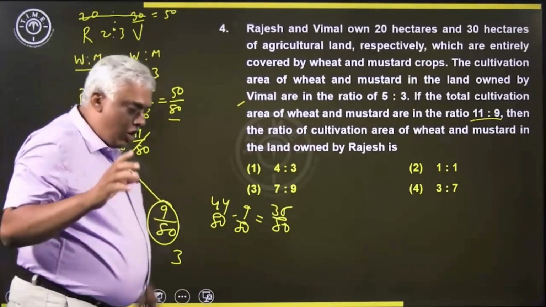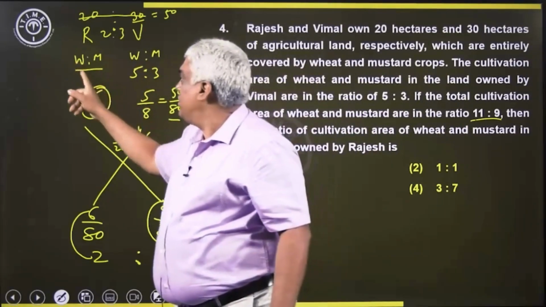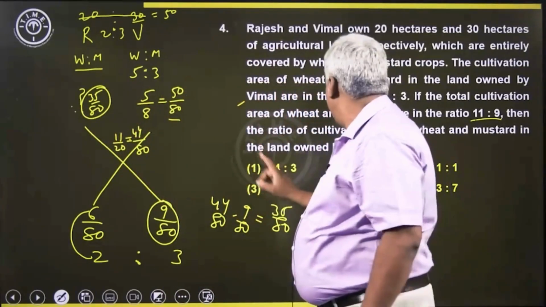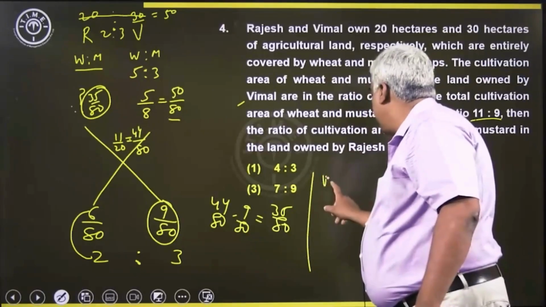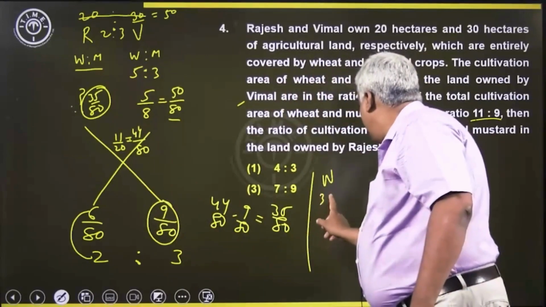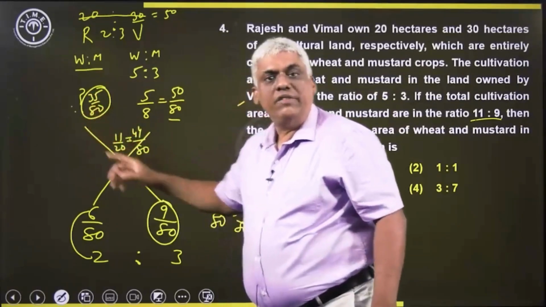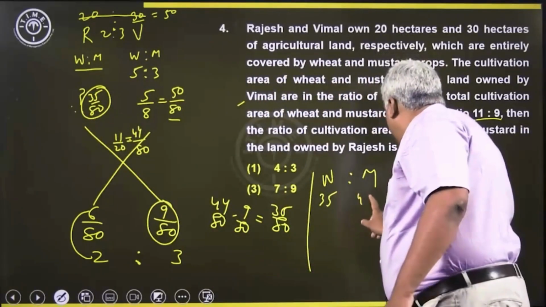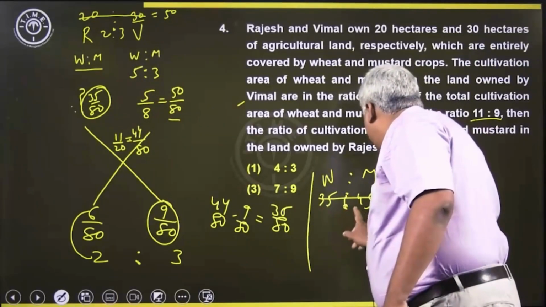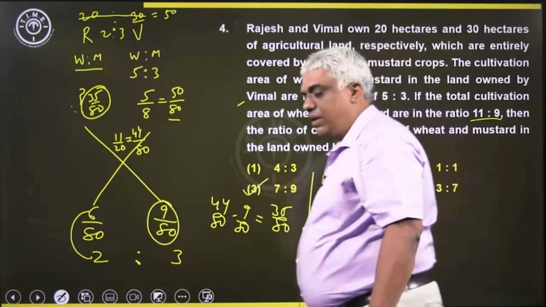That means, the total percentage of land of Rajesh under wheat cultivation is 35 out of 80. So, out of 80, 35 is under wheat cultivation, right. So, the remaining area under mustard cultivation will be 80 minus 35, which is 45. So, it is 45, okay. So, the answer will be, you just cancel by 5, 7 is to 9. So, the answer is 7 is to 9, okay. I hope this is clear.